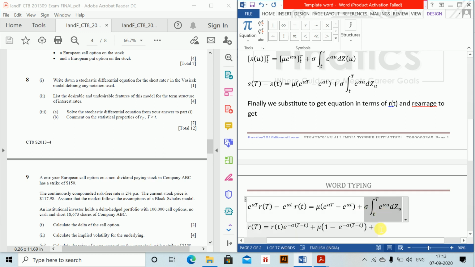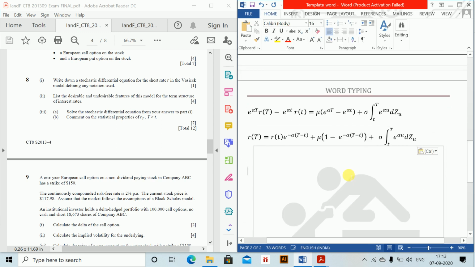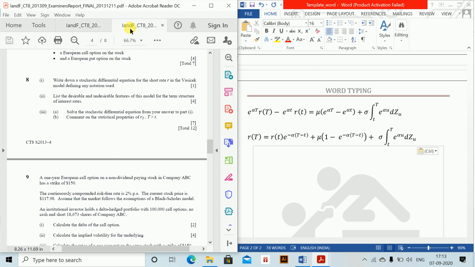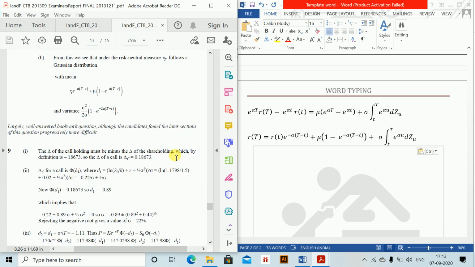So this is how we solve Vasicek's standard differential equation, and then we comment on the statistical properties of R_T. This is again a theory part, so I'm not writing the comment part. Okay, so this is there.